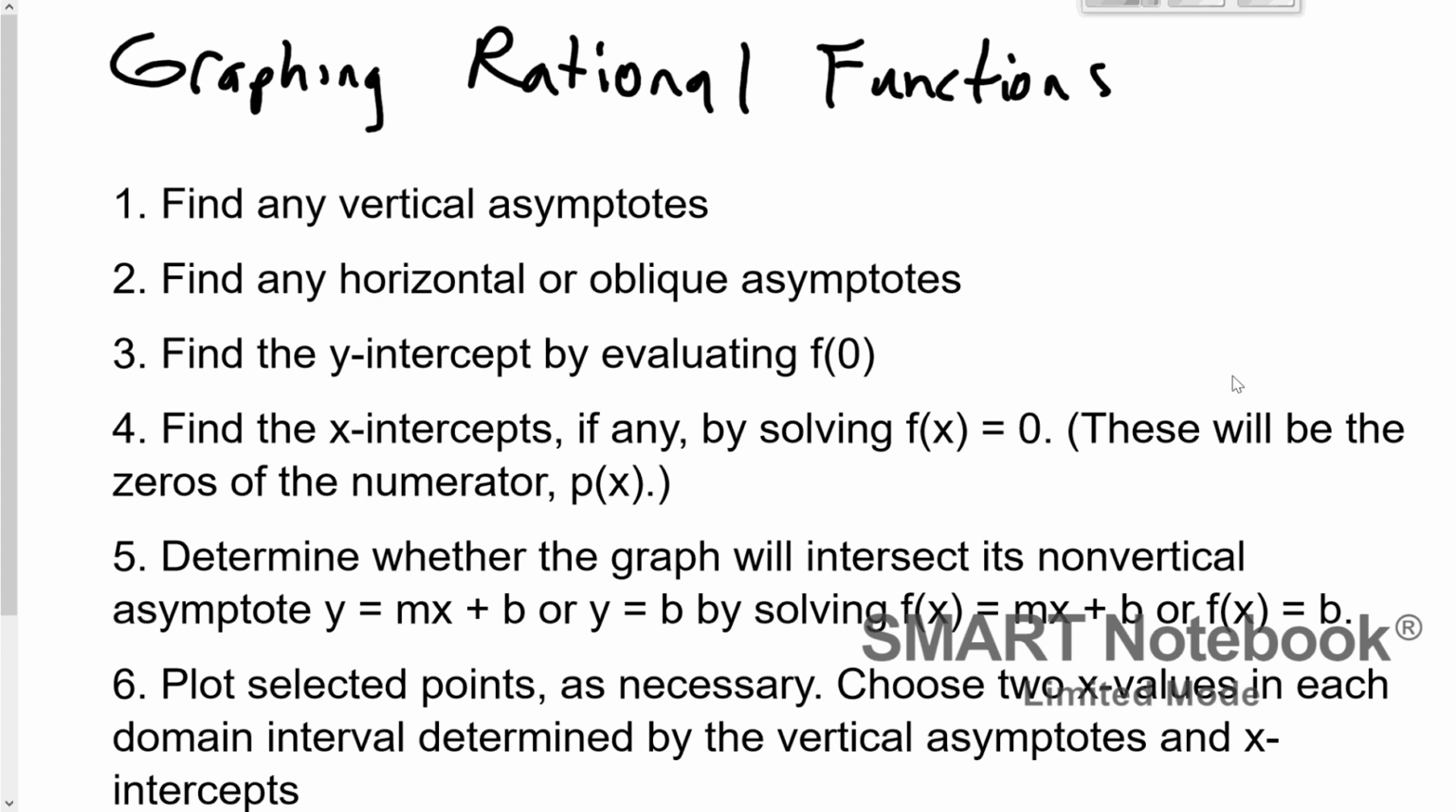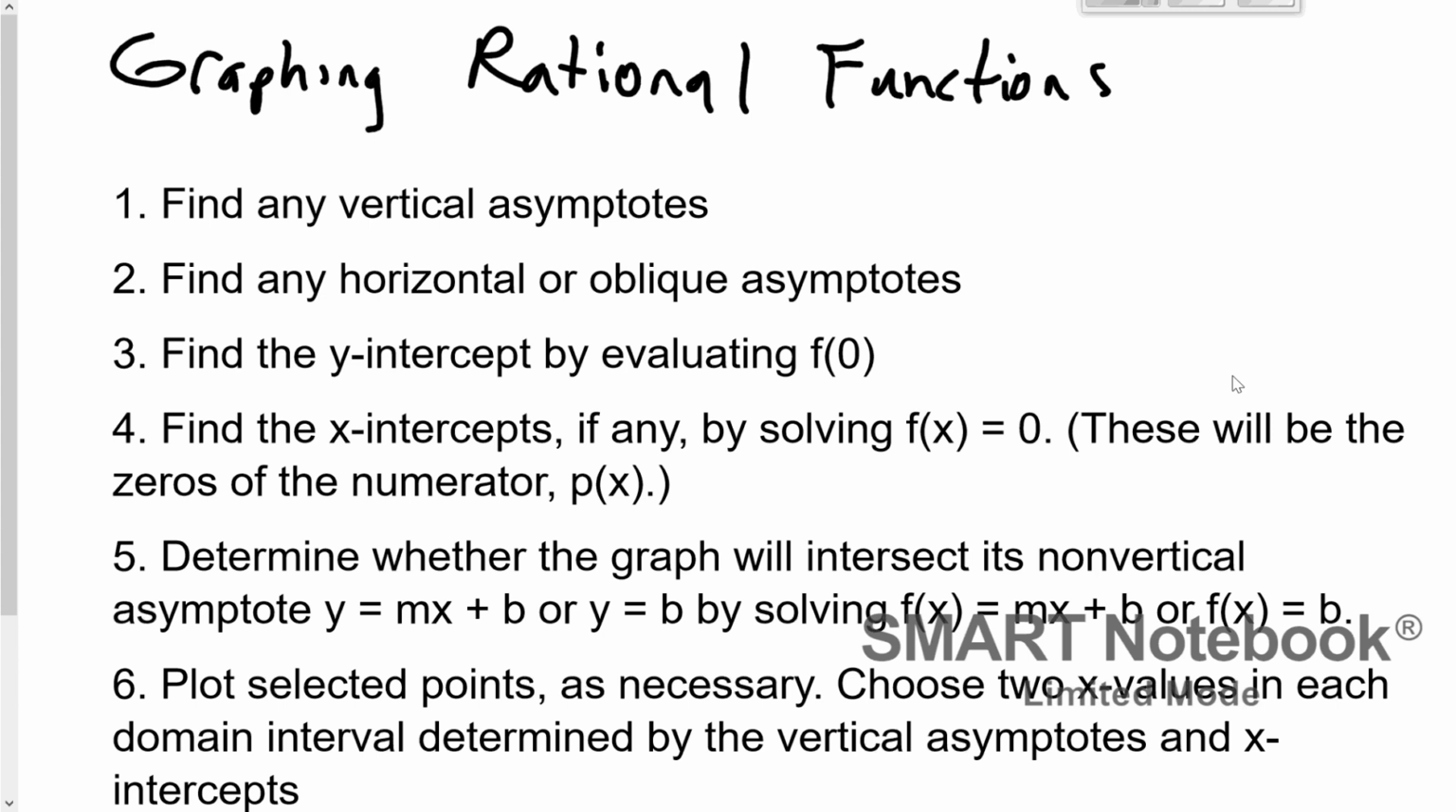Set the denominator equal to 0. Find horizontal asymptotes or oblique asymptotes. Talked about this in the last video. Horizontal asymptotes: we look at the degree of the numerator and degree of the denominator. If the degree of the denominator is bigger, then it is y equals 0. If the degree of the numerator and denominator are the same, then it's the lead coefficient of the numerator divided by the lead coefficient of the denominator.